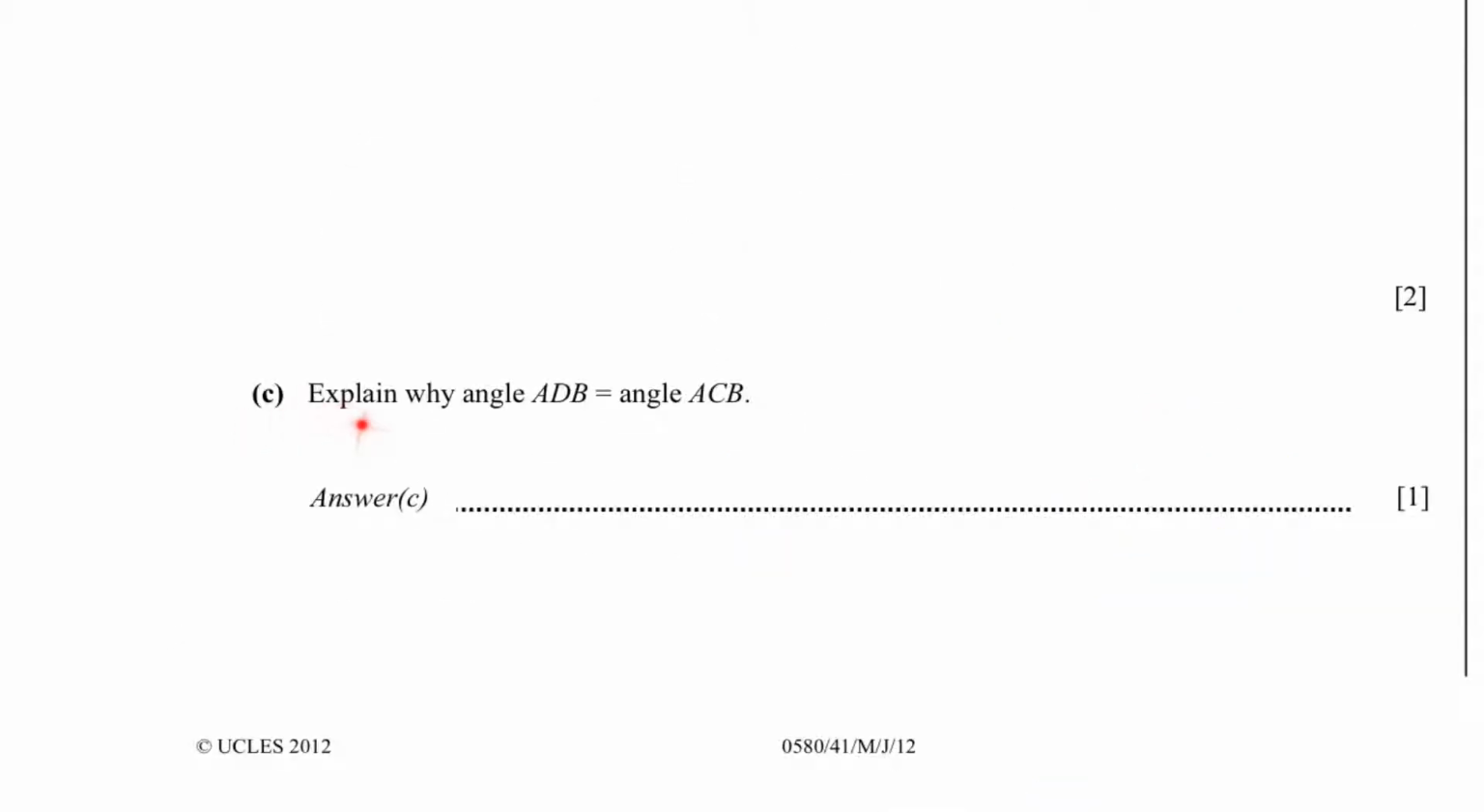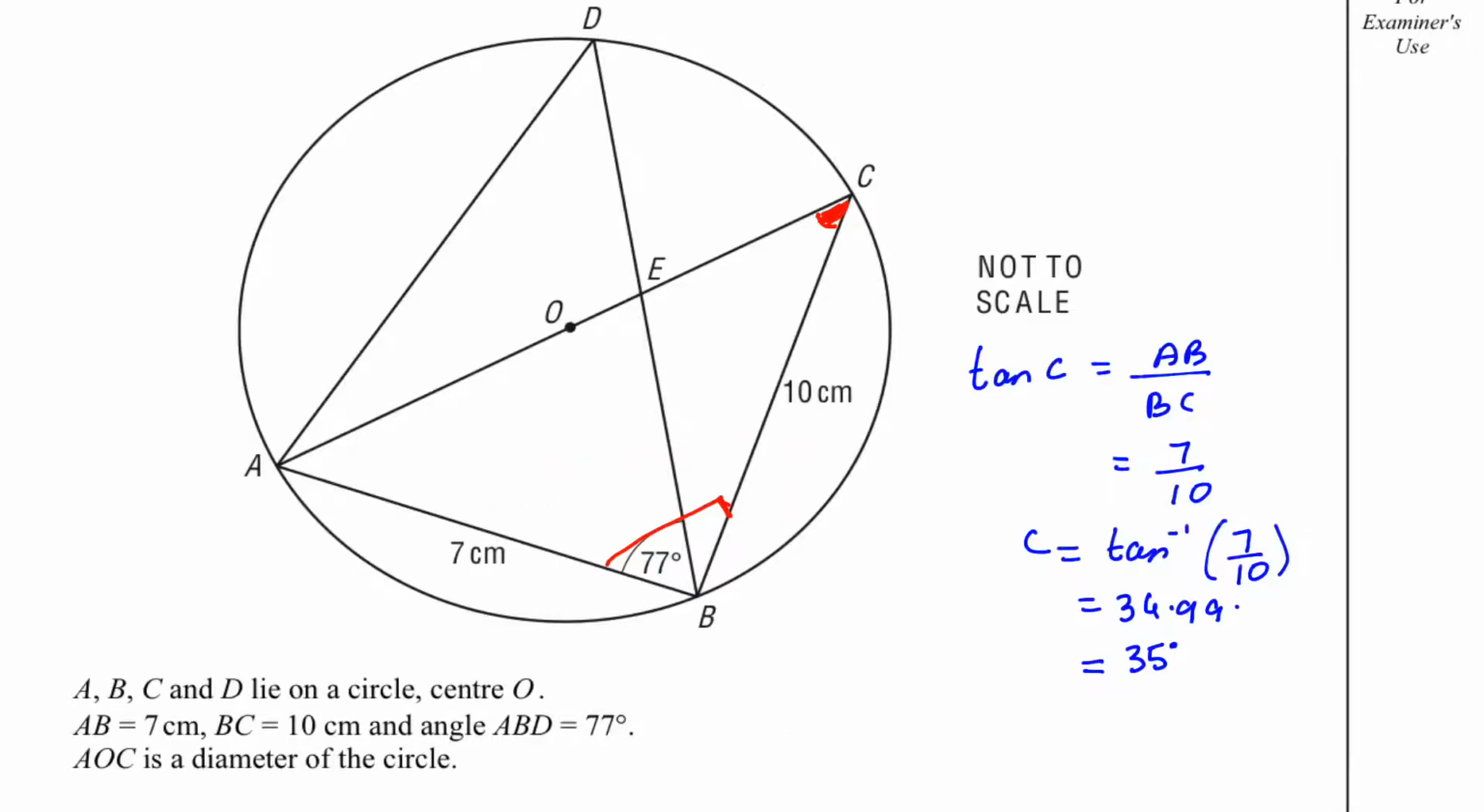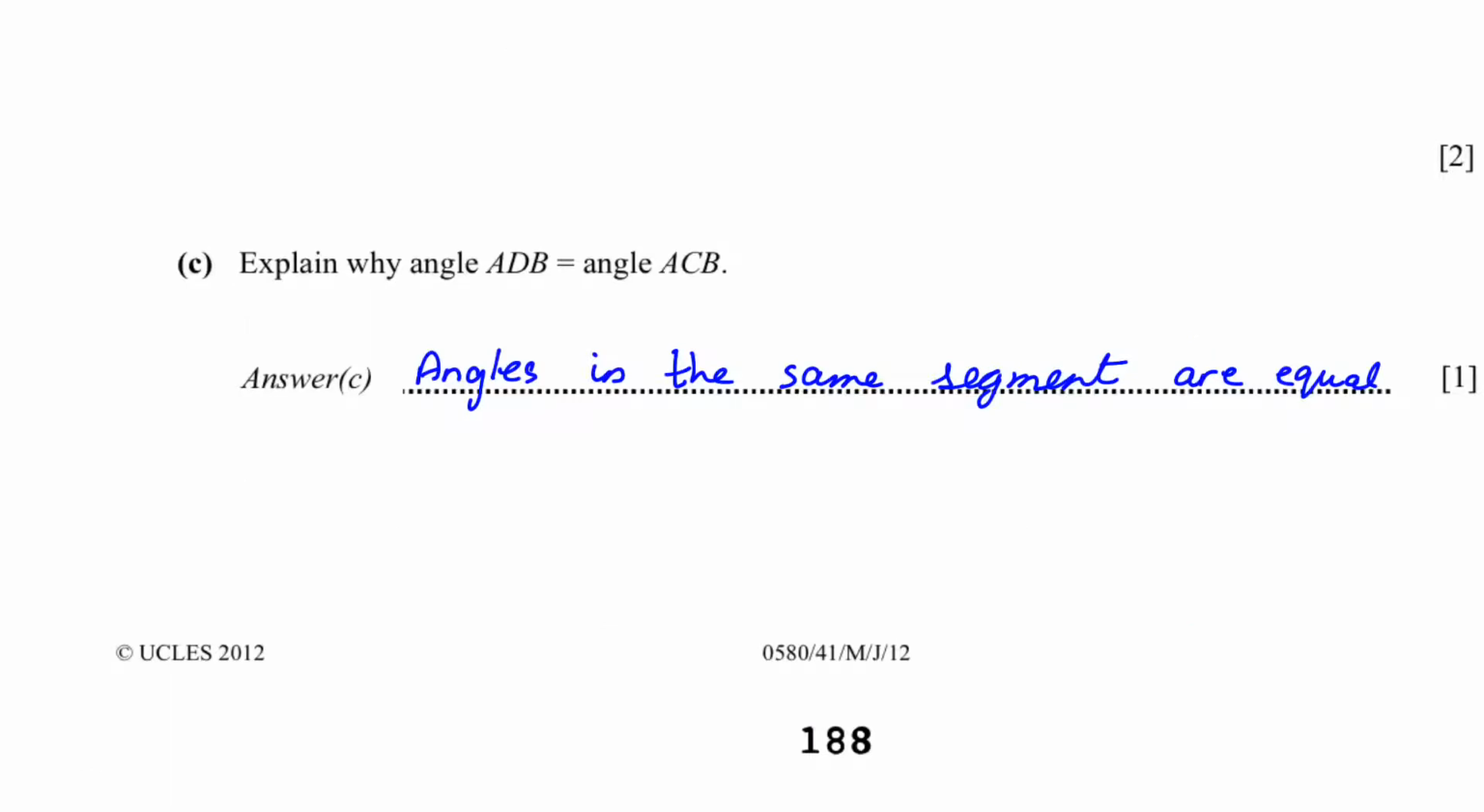Question number C. Explain why angle ADB is equal to angle ACB. If you're familiar with the circle theorem, you will know that ADB and ACB originate from the same segment. So it's starting from A, ADB, ACB. They are going to be the same because angles in the same segment from a common chord are equal. Therefore, the answer is angles in the same segment are equal.